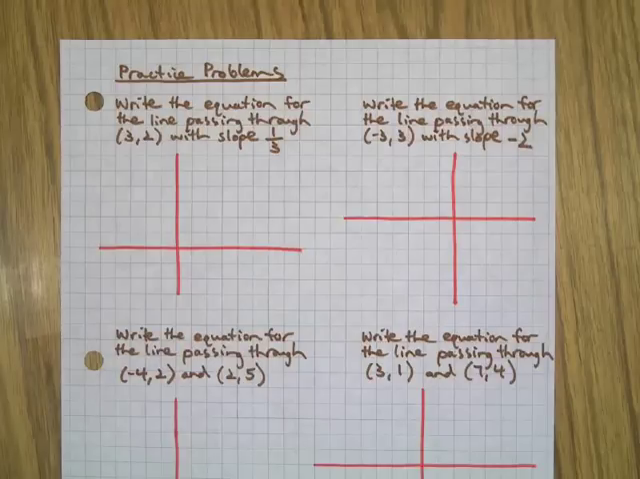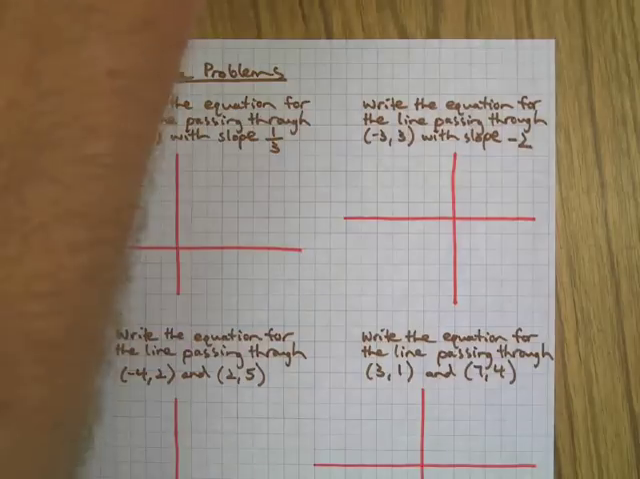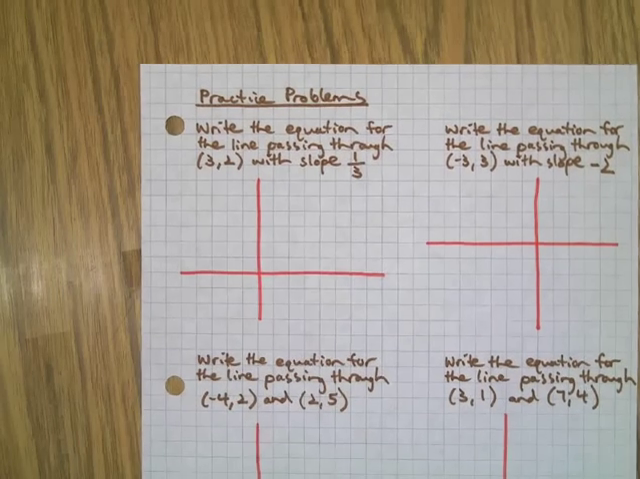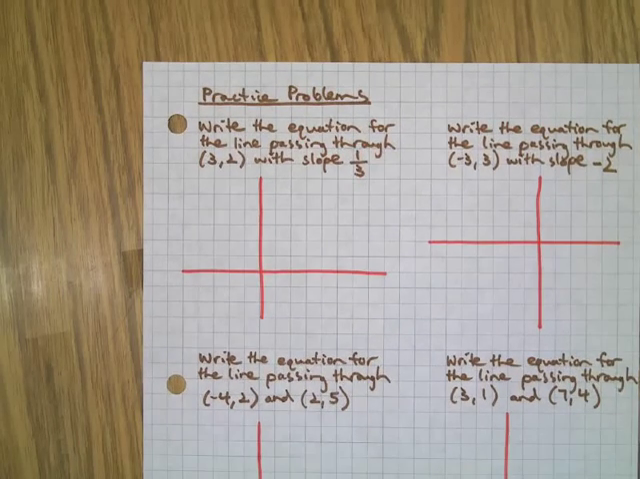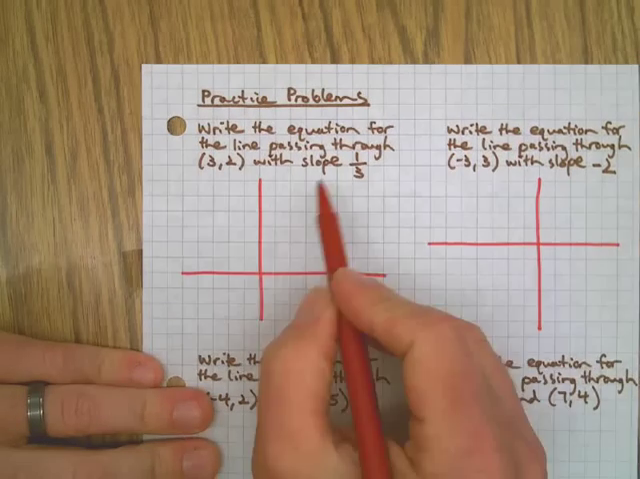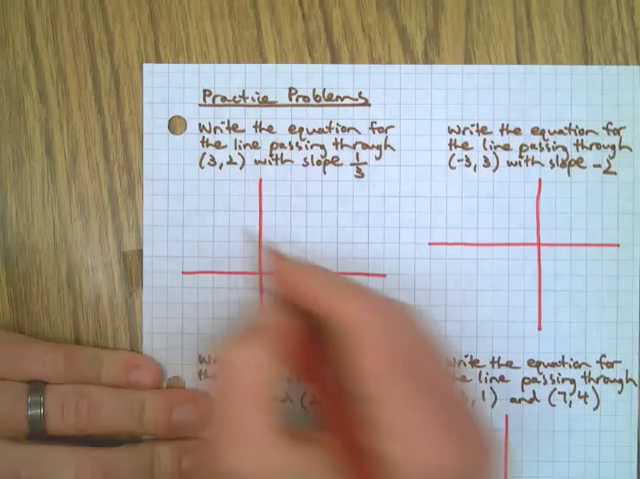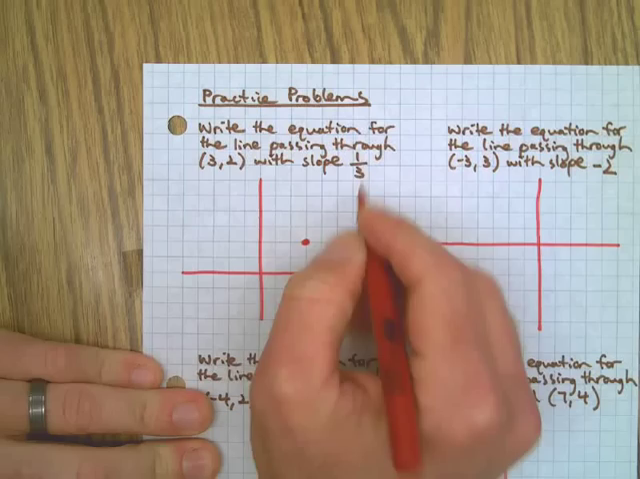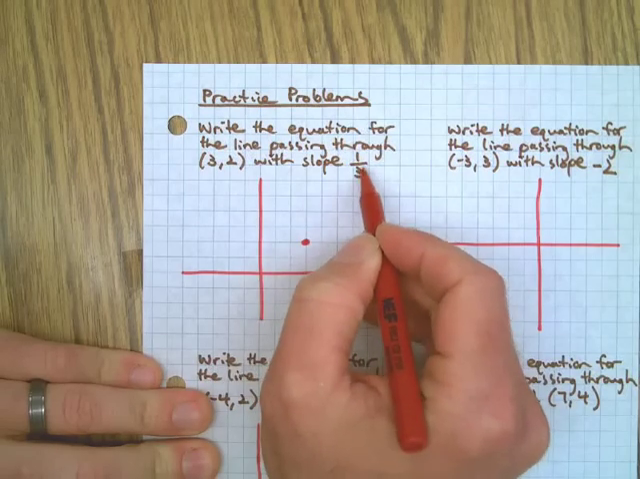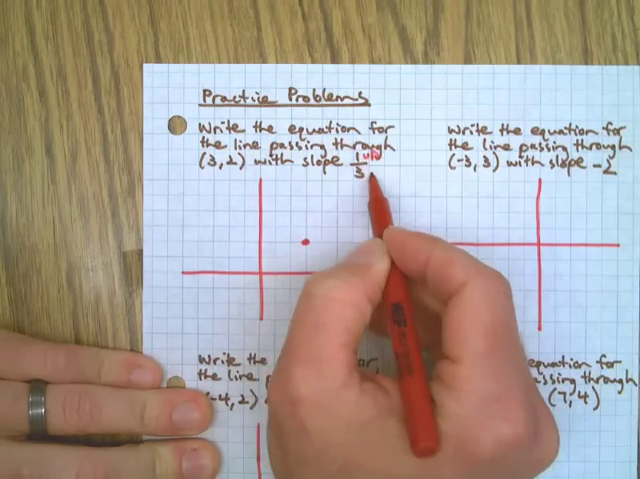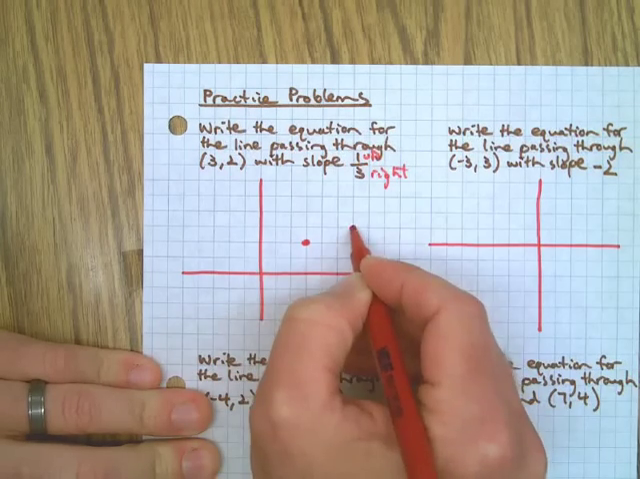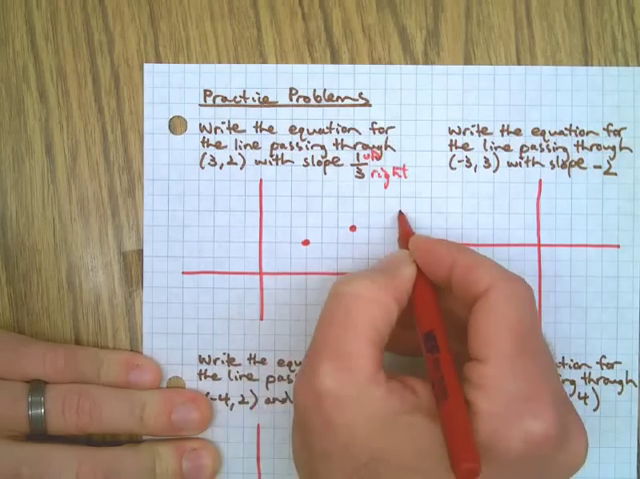All right, you're back. Let's do these problems. I'm going to zoom in a little bit so we can focus on each individual problem. Okay, write the equation for the line passing through 3, 2 with the slope of 1/3. Passing through 3, 2, first I'm going to put the point on the line. I'm going to use 1/3, up 1, right 3. So it's going to have not a very steep slope.